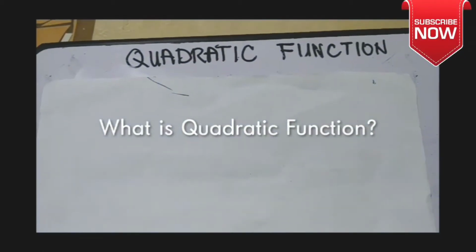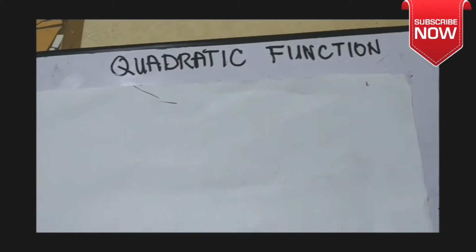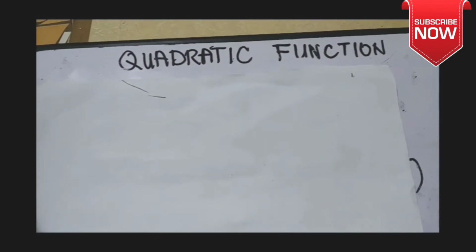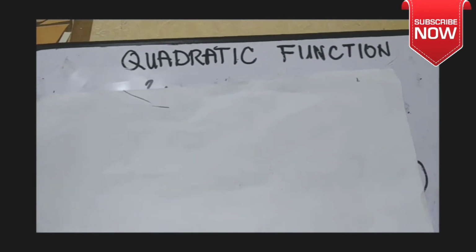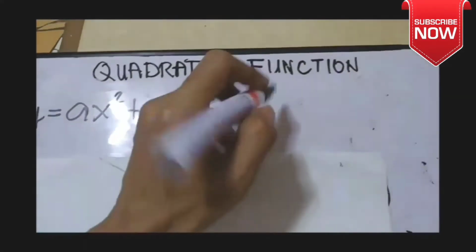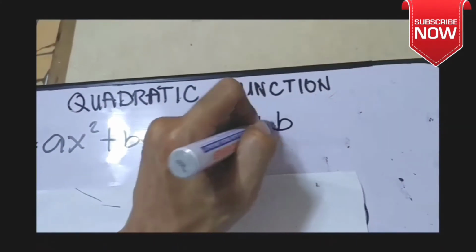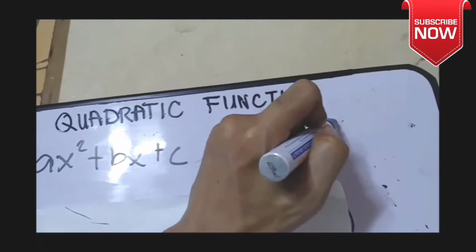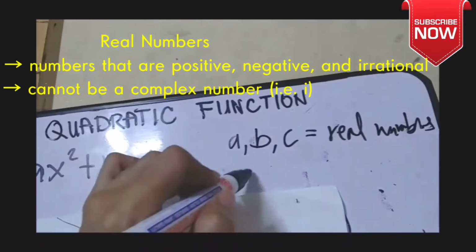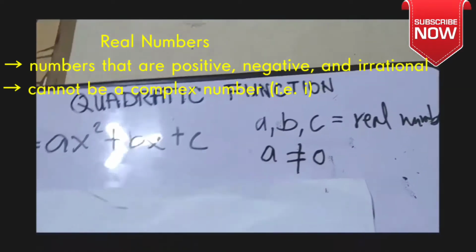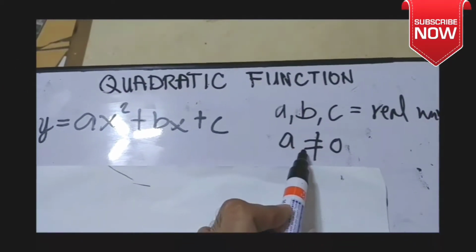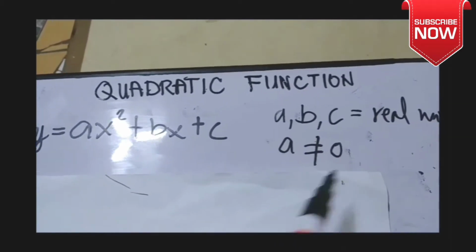Today, i-discuss natin kung ano at kung anong meron sa quadratic function. So by the definition in the book, quadratic function is a second-degree function of the form y is equal to ax squared plus bx plus c, where a, b, and c are real numbers, and a is not equal to 0. So later on, i-discuss ko kung bakit ang a or ang value ng a ay hindi kailanman pwede maging 0.